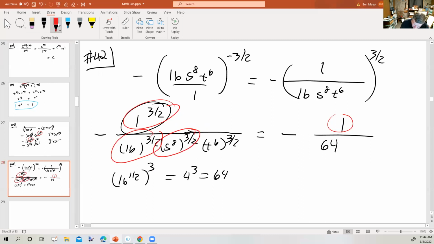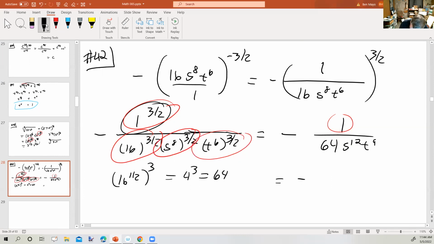S to the 8th to the 3/2 power, a power raised to a power, you multiply the exponents. 8 times 3/2 is 24/2, which is 12. So s to the 12th. And then t to the 6th to the 3/2 power, a power raised to a power, you multiply the exponents. 6 times 3/2 is 18/2 or 9. So we got t to the 9.